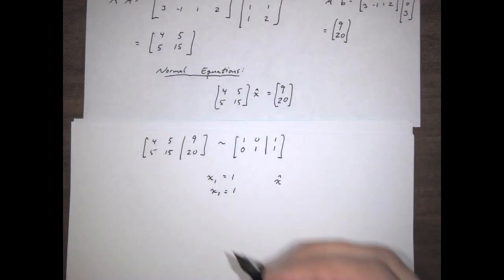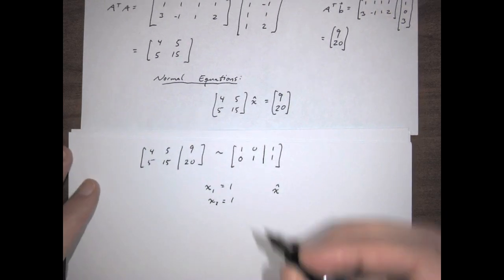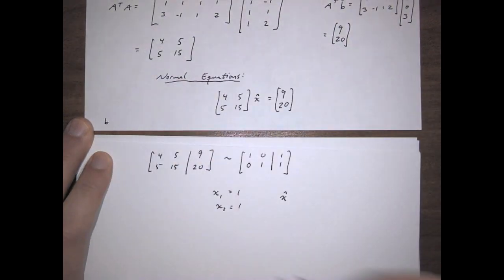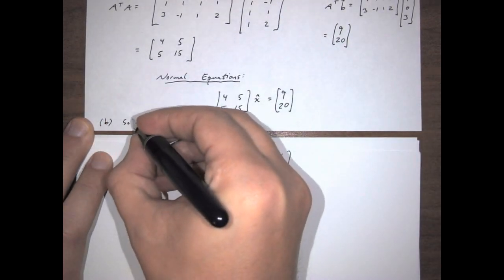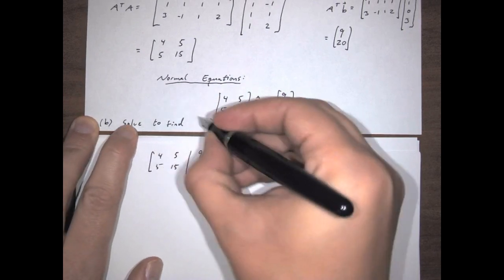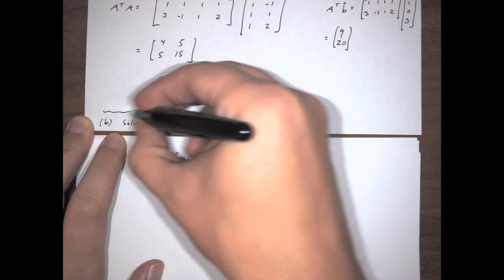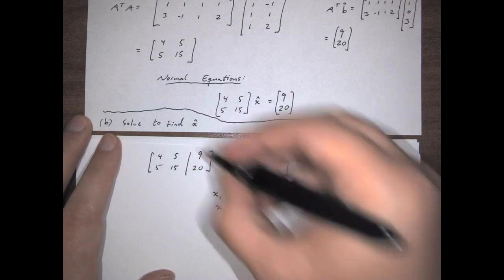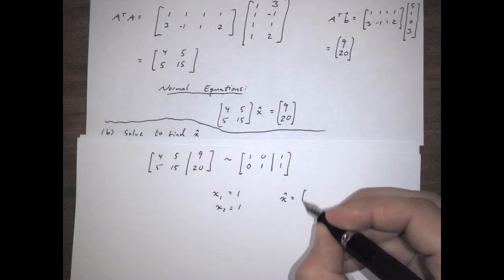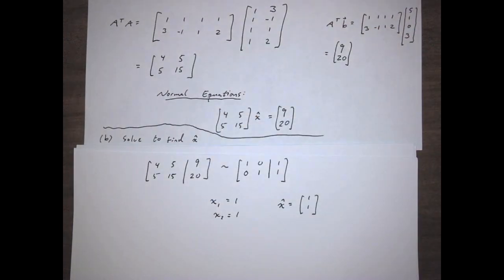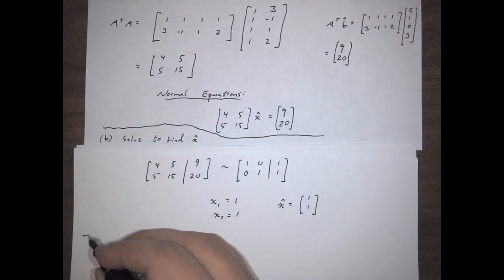Oh, sorry. So that was us getting ahead of ourselves. All we had to do was construct the normal equations in part A. Part B will be solve the normal equations. We couldn't help ourselves. Once you set up that equation, you just can't help yourself. You just want to solve it and find x hat. Solve to find x hat. So then x hat will be 1, 1. Okay. So that's how that can go.